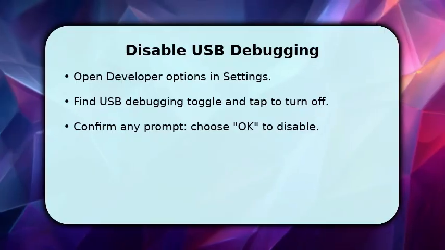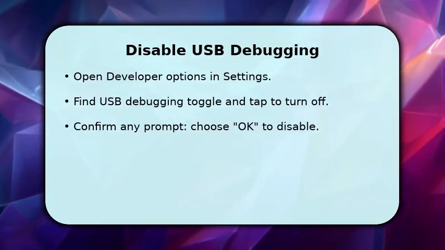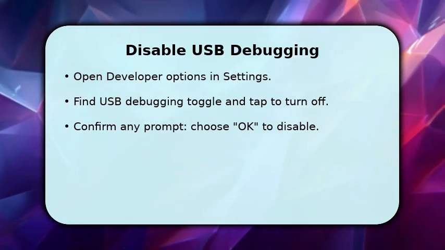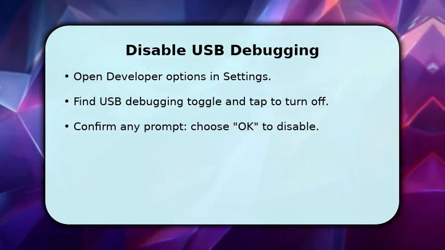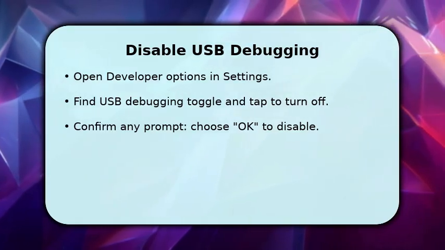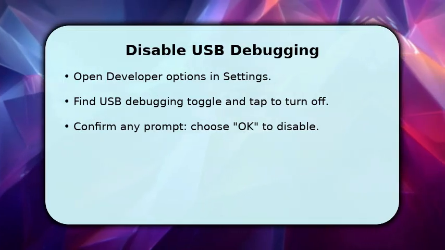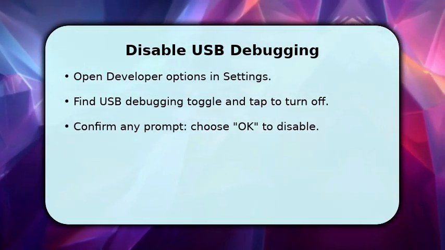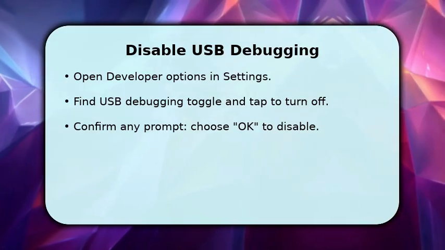Scroll carefully until you see USB debugging. Tap the USB debugging toggle to switch it off. This immediately stops ADB access and prevents data transfer commands. When a confirmation dialog appears, read it quickly and confirm by selecting OK. This step ensures apps won't request debugging without your consent.